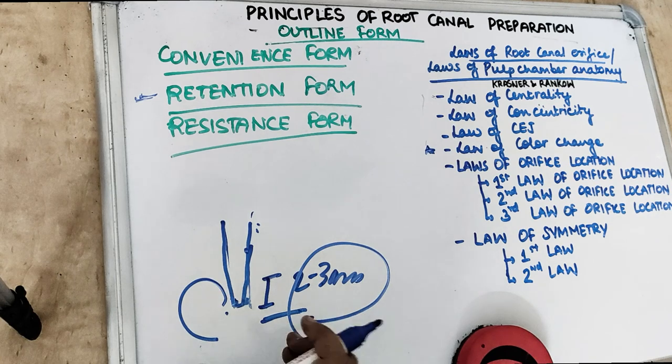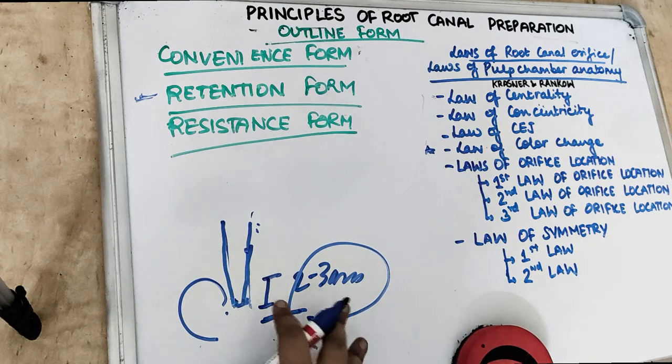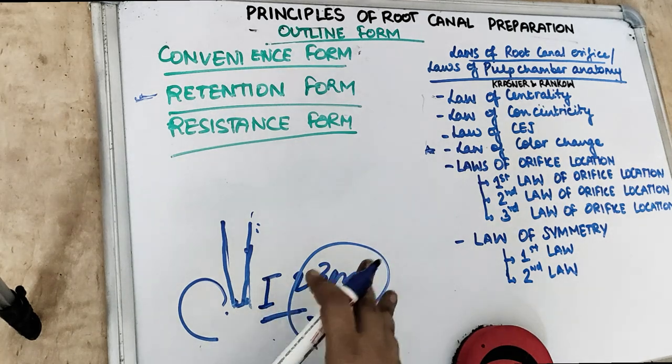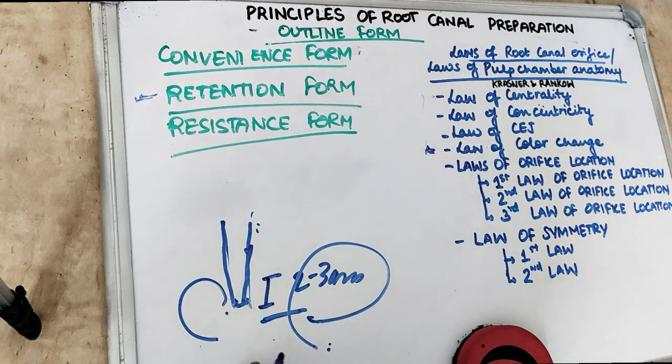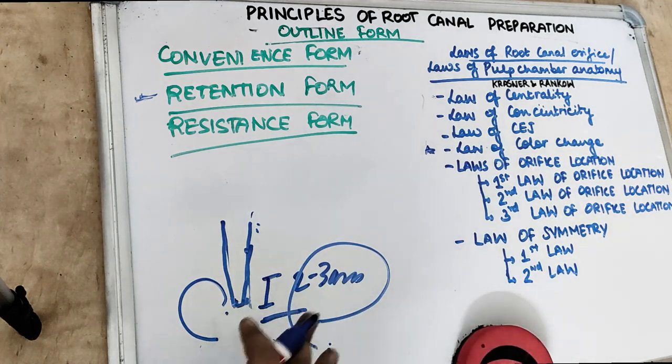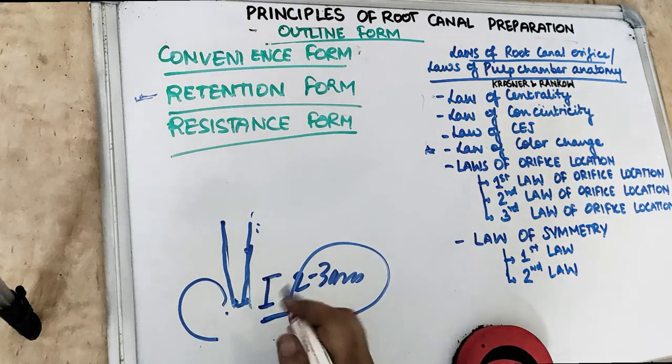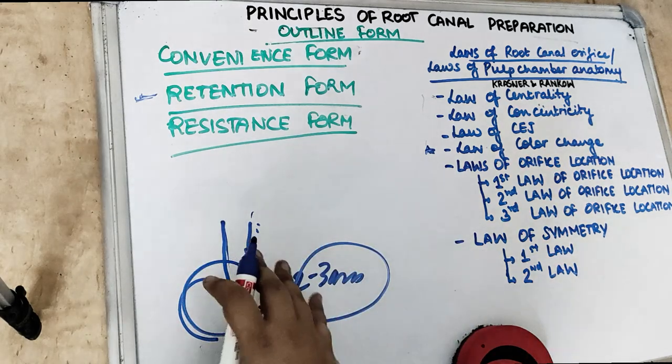And this is the point where seating is formed. This is the point where we are protecting it from the leakage. We are protecting from the percolation into the canal. So this is the region where the accessory or lateral canals are present. So we have to make sure that the retention form, the seal at the apical should be tightly fit.